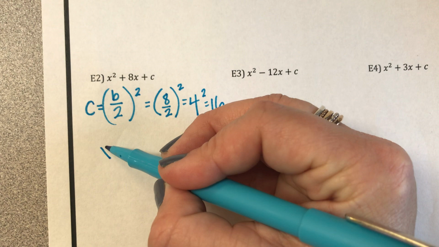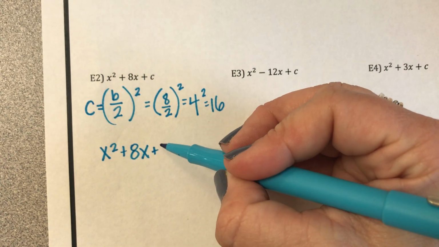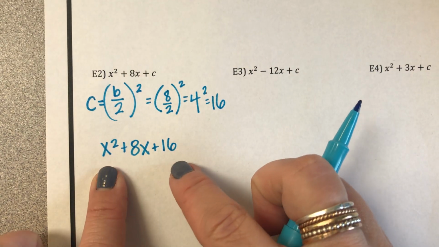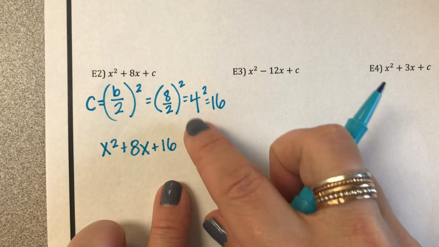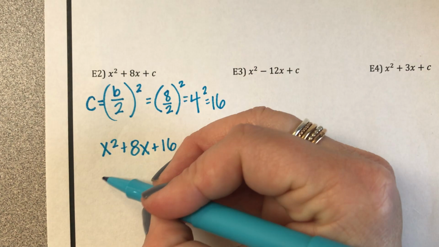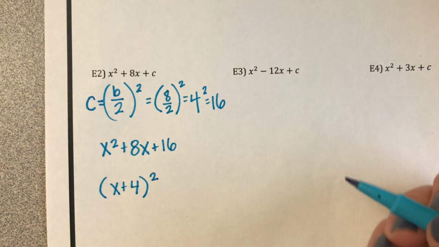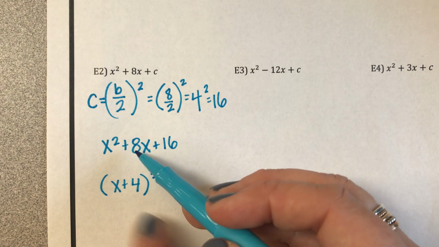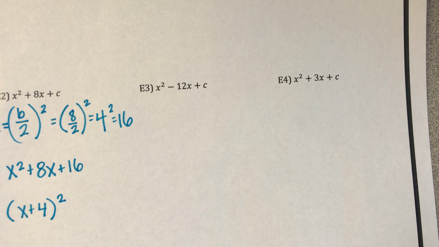So if I put a 16 in there, x squared plus 8x plus 16, this is now a perfect square trinomial. This is a perfect square, 16 is a perfect square. The square root of 16 is 4, so my binomial would be x plus 4 squared. 4 times 4 is 16, but 4 plus 4 is 8. Okay, let's look together at number 3.